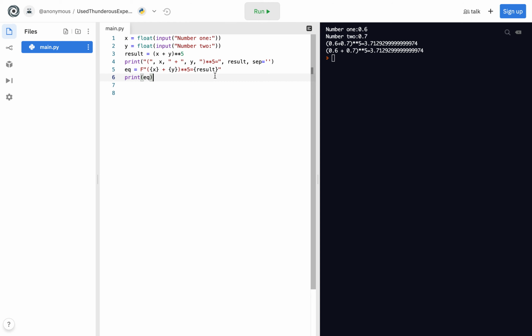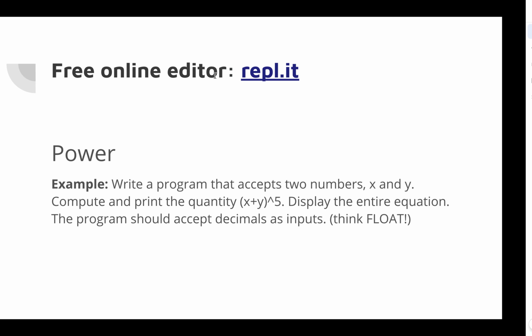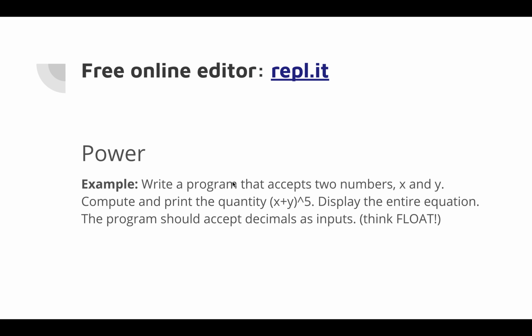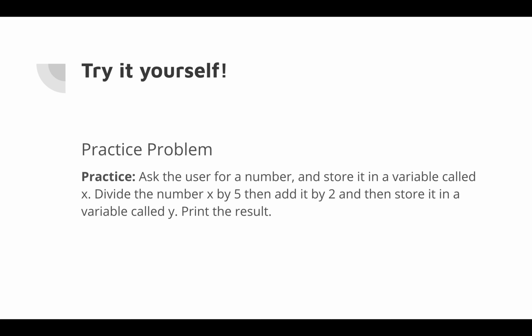This is just a basic problem that I expect all of you sooner or later to know how to do. So let us also try a problem ourselves. This practice problem states that we ask the user for a number and store it in a variable called x, divide the number x by 5, then add 2, and then store it in a variable called y, and afterwards please print the result.